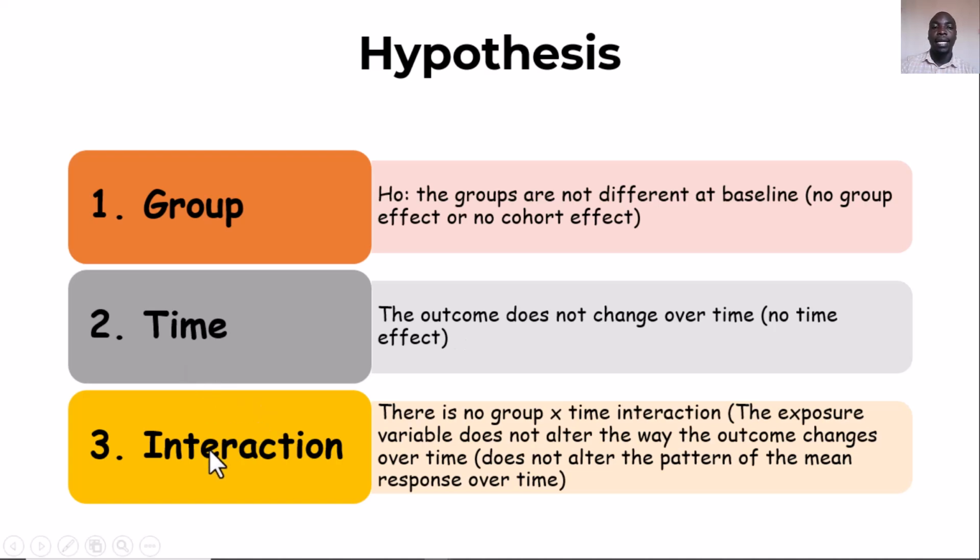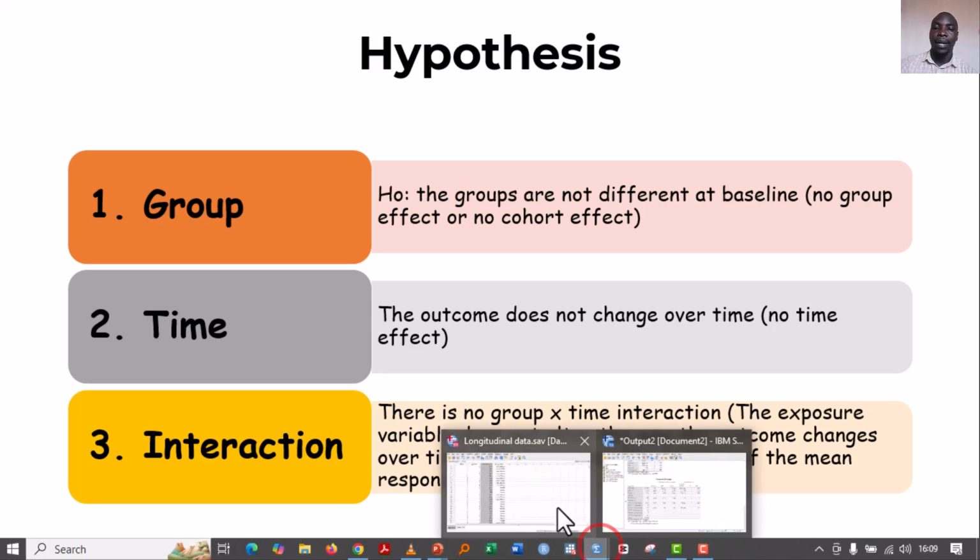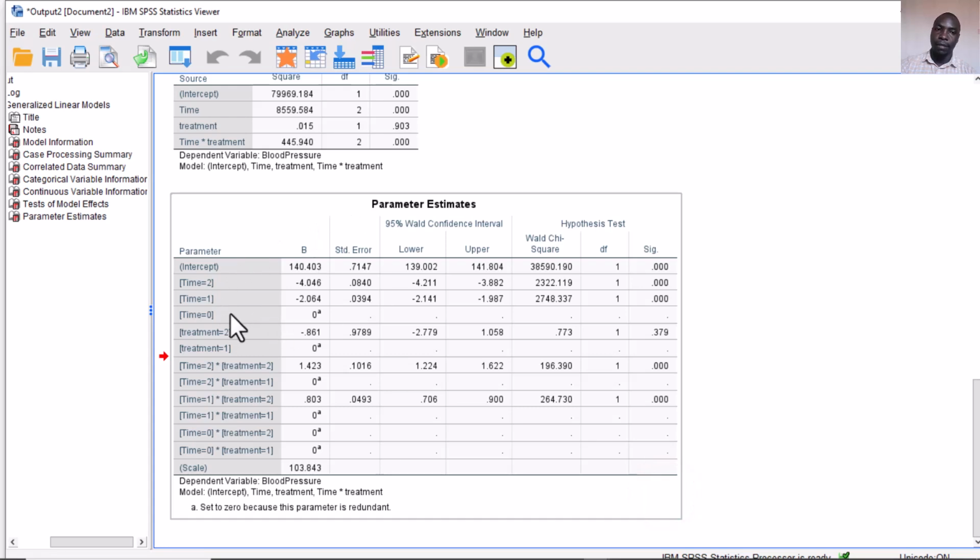And then, lastly, the interaction is hypothesizing that there is no group-time interaction. In other words, the exposure variable does not alter the way the outcome changes over time, or it does not alter the pattern of the mean response over time. So these are the three hypotheses that we are testing that we need to be aware of. When you look at our output, we have the hypothesis of time, the hypothesis of group, which is our treatment in this case, and the hypothesis of the interaction between our group variable and our time.